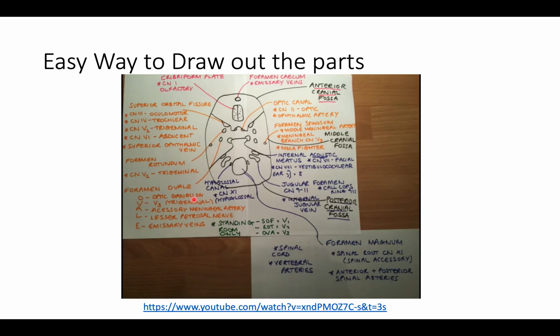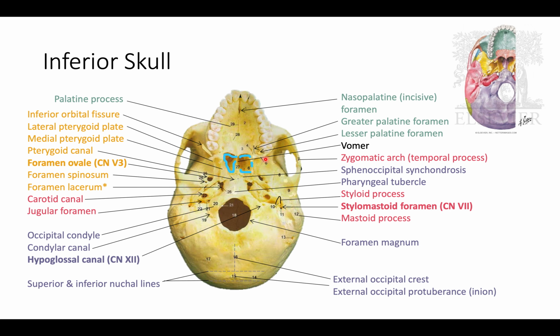O, optic ganglion; V3, trigeminal; A, accessory meningeal artery; L, lesser petrosal; E, emissary veins. So it helps remember all of this stuff again. And that V3, again, that was that standing room only. And we'll talk more about that in a little bit.